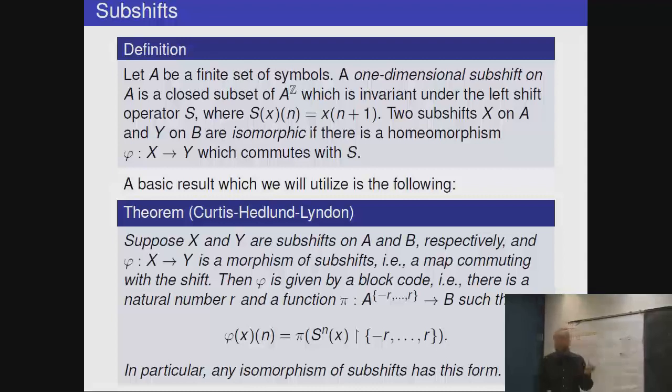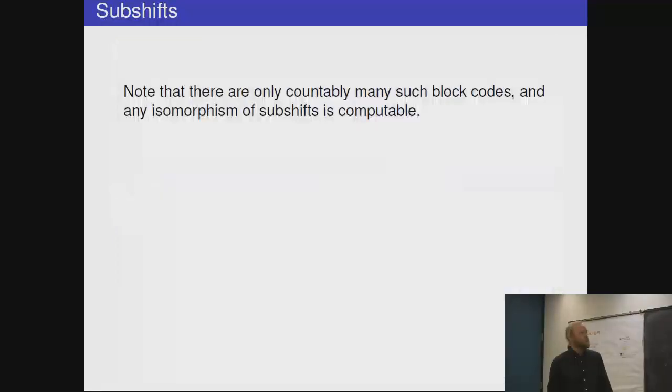Isomorphisms between subshifts have this particularly nice structure. In particular, this tells me that there are only countably many different functions, because each block code has some finite window. There are only finitely many block codes with that particular window, so there are only countably many block codes that I need to consider. Not all of them give isomorphisms, not all of them are one-to-one, but at least all of the isomorphisms are among that countable set. And in fact, maybe the only one who's interested in this particular fact, but these are all computable maps. They're very, very simple maps.